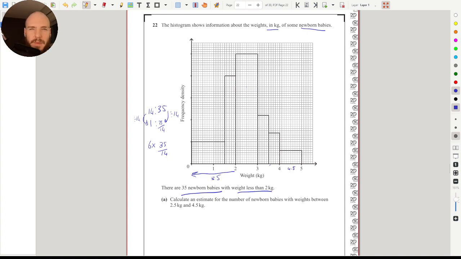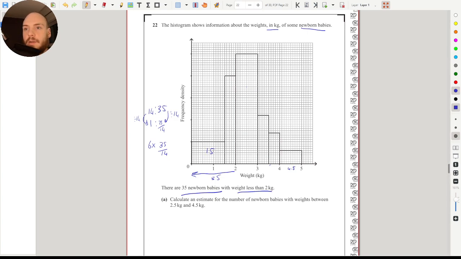What I'm thinking is 15. Because 35 over 14, you can divide top and bottom by 7, then the 2 crosses with the 6. I'm just doing the mental maths in my head here. So 15, excellent.